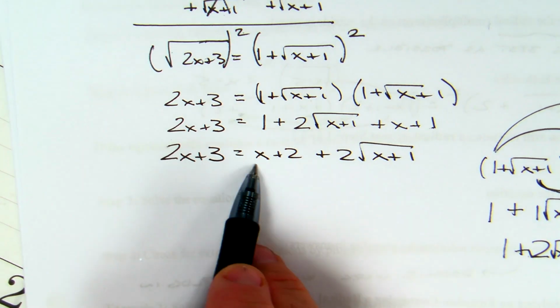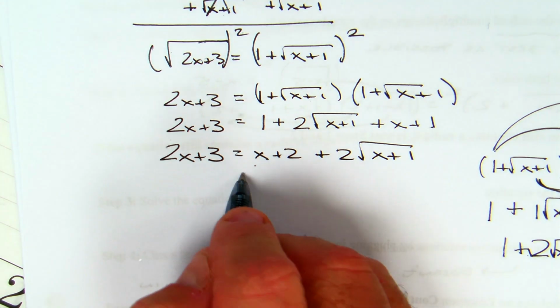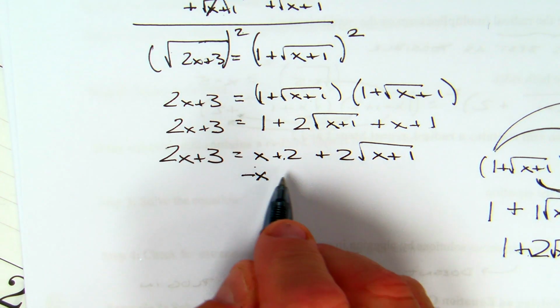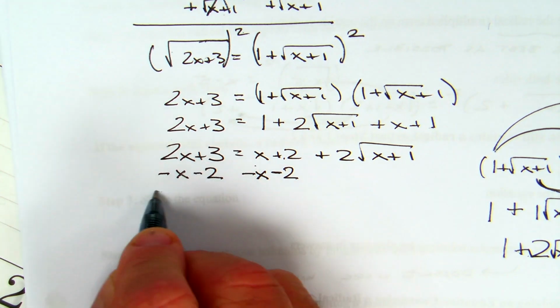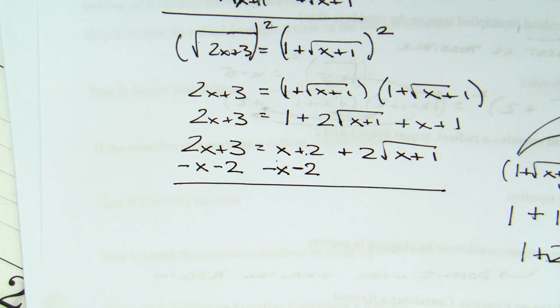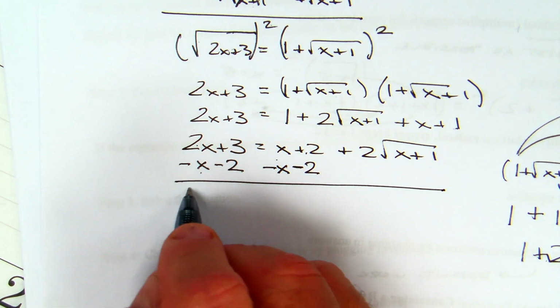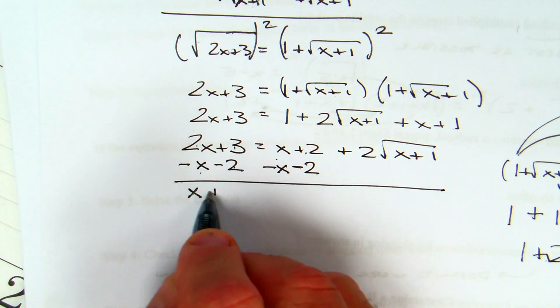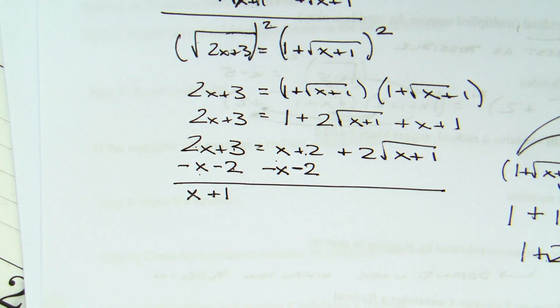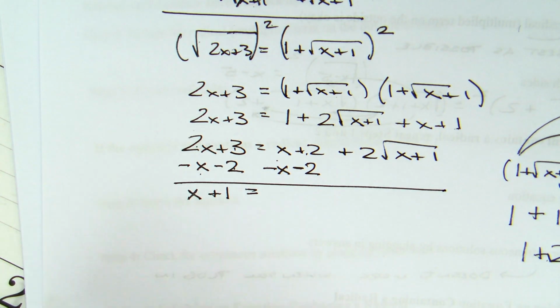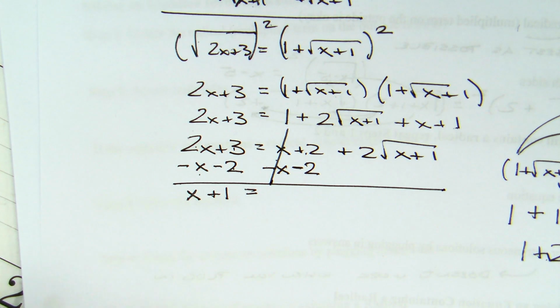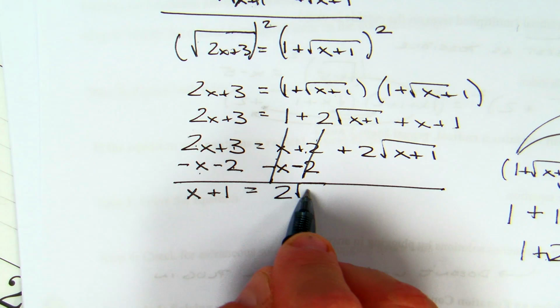What's the opposite of a positive x? Negative x. What's the opposite of a positive 2? Negative 2. So I'm going to do the same thing on the other side. 2x minus x is x. 3 minus 2 is a positive 1. On the right-hand side, what does the x minus x do to each other? Cancel out. 2 minus 2 also cancels out, equals 2 square root of x plus 1.